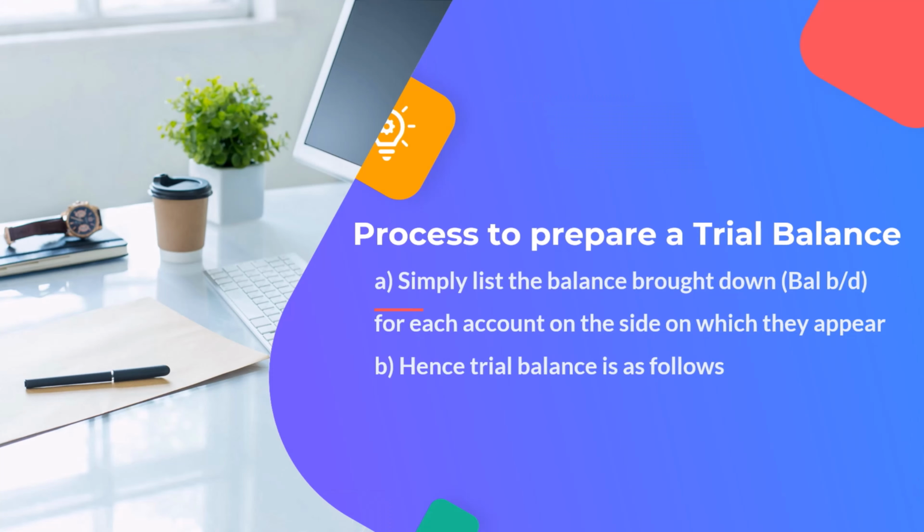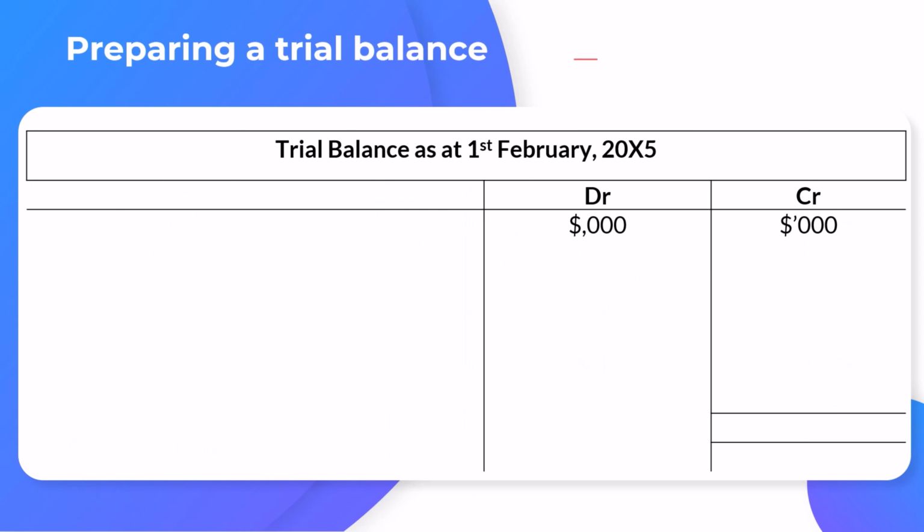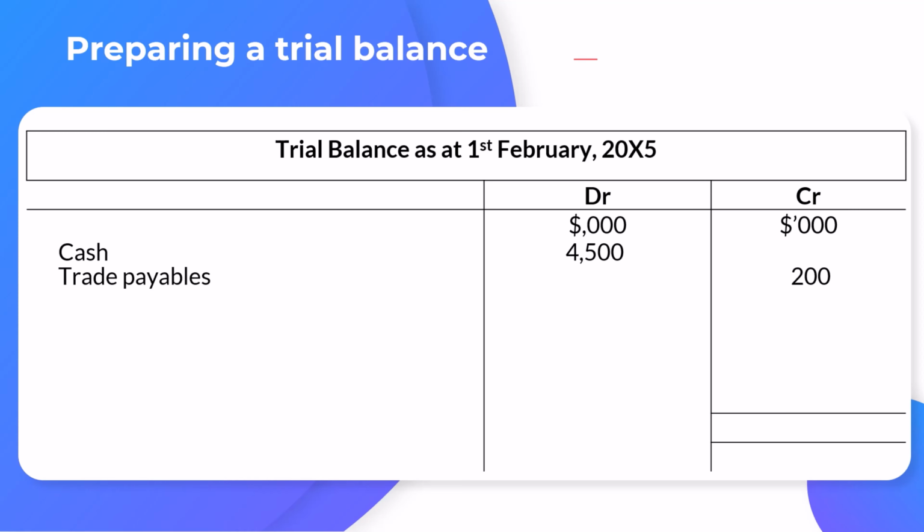So now that we're done preparing those, we can now prepare a trial balance. A trial balance is basically a list of balances brought down from each of those accounts. So the trial balance will be prepared as follows. In the case of cash, the cash account had a balance brought down of 4.5 million. So we'll simply get that 4.5 million debit and put it in the trial balance as so. Next, there's a trade payables account which had a balance brought down of 200 credit. So we simply get that and put it in the list of balances as a credit balance.